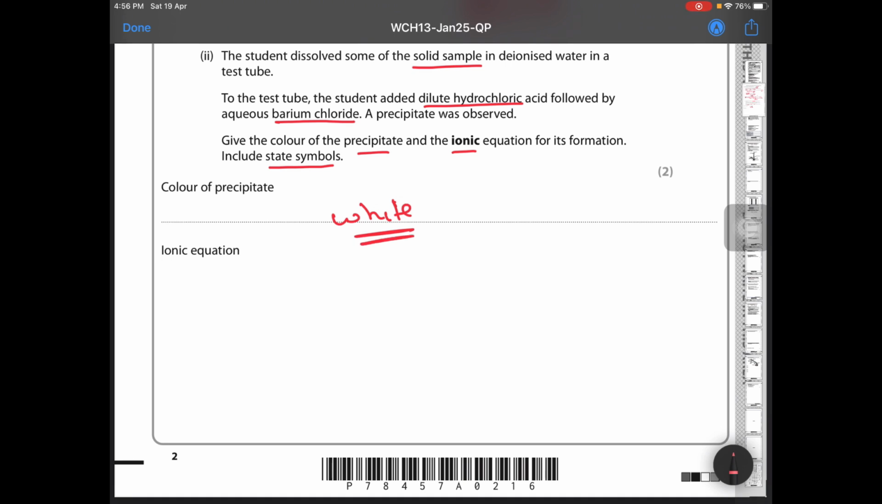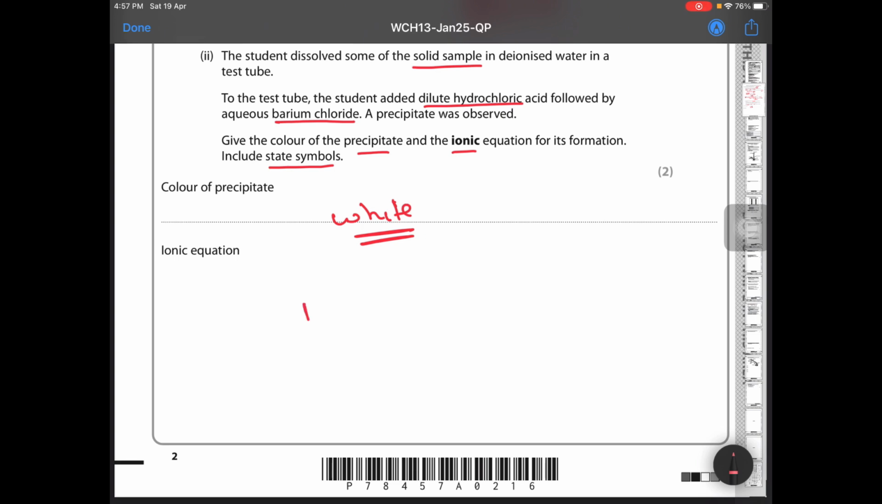Please, I will request you all to just memorize the colors of the precipitate, whether it is the halide test, sulfate test, or carbonate test. Learn the colors of the precipitate. So this will be the color of the precipitate and the ionic equation with the state symbol. What is happening over here is the sulfate is reacting with barium chloride, and the salt which is being formed is insoluble barium sulfate.